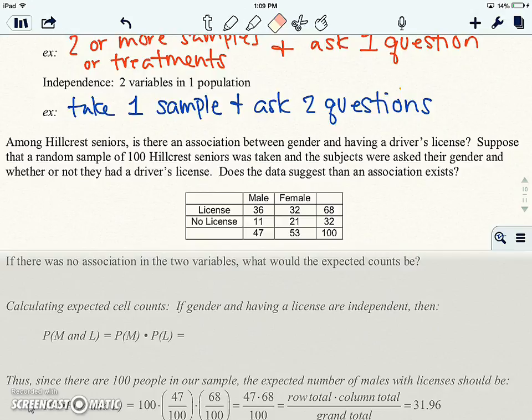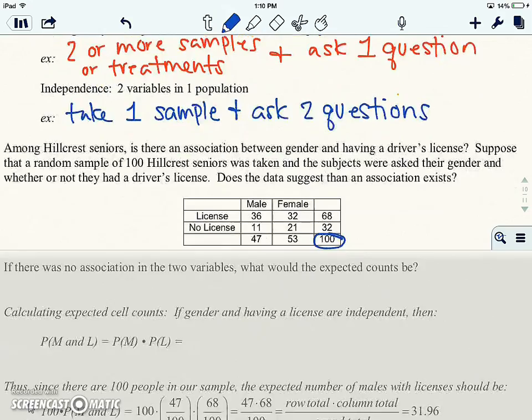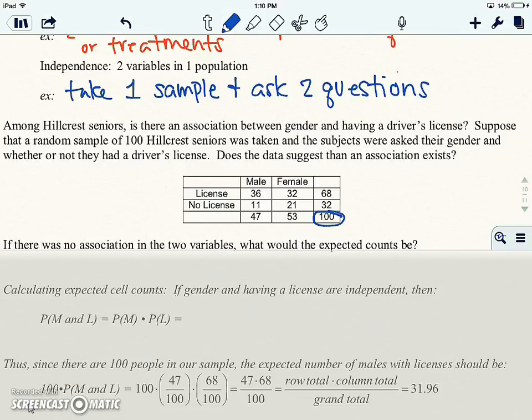And I guess the sampling method does make it different because you didn't go and sample a certain number of males and a certain number of females. You went out and just sampled 100 people and noted down whether they were male or female, which makes this the independence test versus the homogeneity of proportions. Okay, so among Hillcrest seniors, we're looking to see if gender has a role on whether or not they have a driver's license. And out of the 100 people that I surveyed, this is how it turned out.